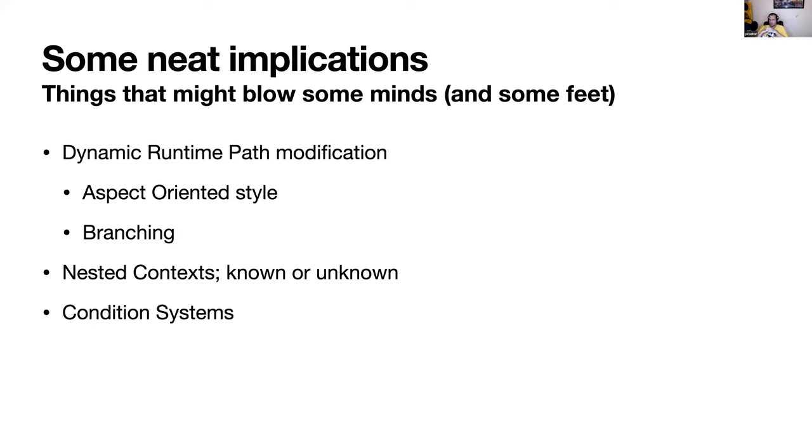Implications. Call it things that may blow some minds and some feet. These are the foot guns, foot bazookas, live grenades, if you're aware of it and cautious enough. You've got your runtime path. It's data. If you look at your context, I can go through and decide I'm going to add more stuff. If I have names on these things, I can modify my queue by finding things with this name, or take these things out of the queue, update the queue, and continue on.